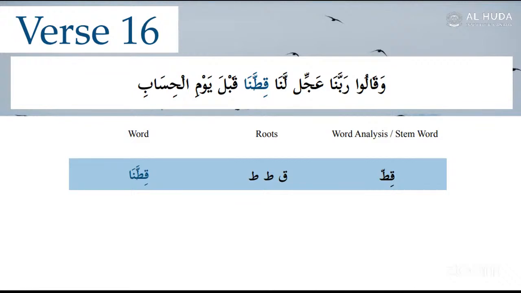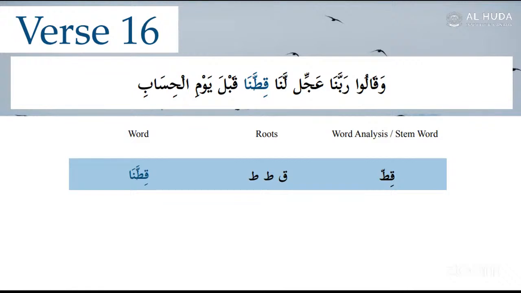So which qitta are they asking for? Punishment in the dunya? Or record of deeds? Give it to us in our hands now, we want to see how we're doing. Or qitta meaning share of reward, they're assuming that they're going to be rewarded. So qitta here can be understood three ways. One, in the meaning of punishment in the dunya.